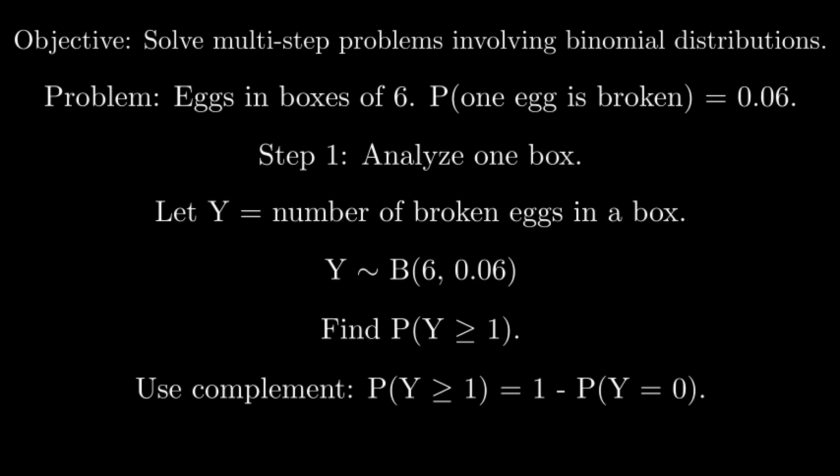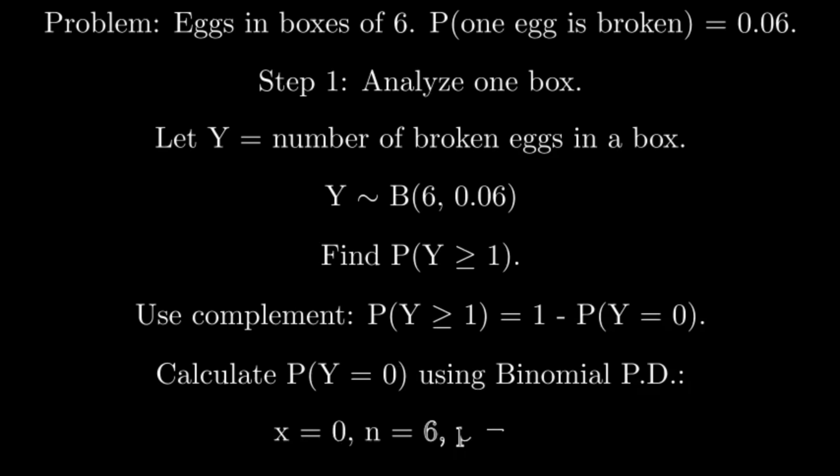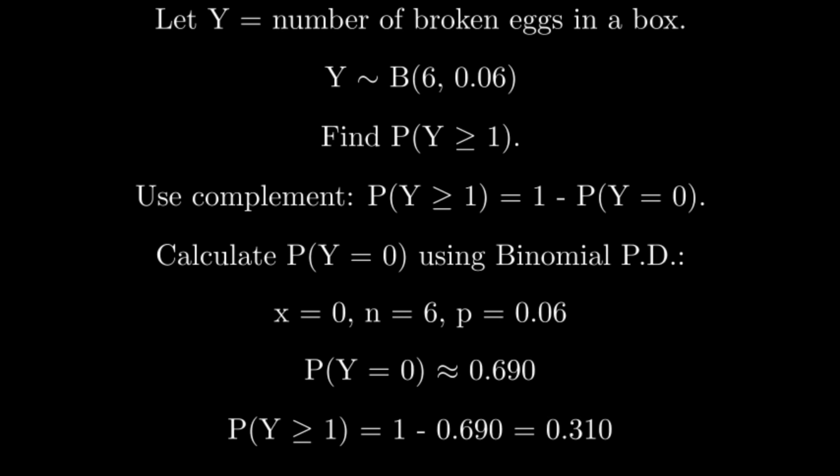We can find P(Y = 0) using the binomial PD function on our calculator. With x equals 0, n equals 6, and p equals 0.06, our calculator gives P(Y = 0) as approximately 0.690. Therefore, the probability of at least one broken egg is 1 minus 0.690, which is 0.310. Okay, hold on to that number. Now for the second layer of the problem.